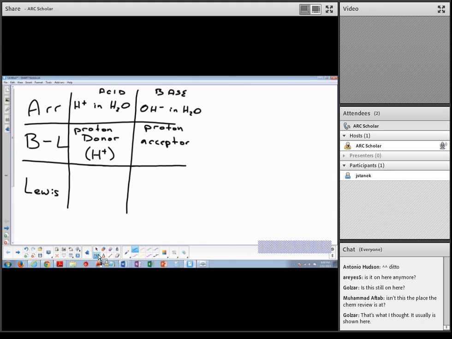Okay, so in this case, which one is the electron pair acceptor? Okay, the acid. Electron pair acceptor, and so then that makes our base the electron pair donor.